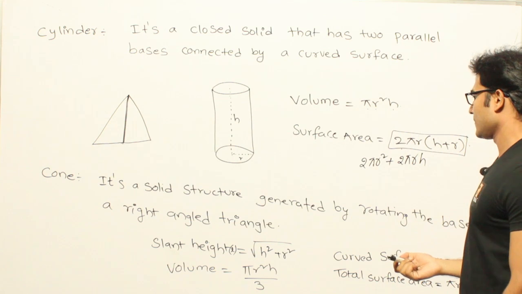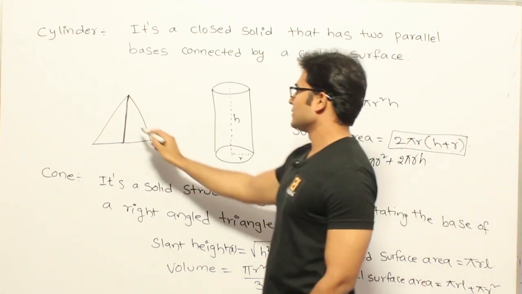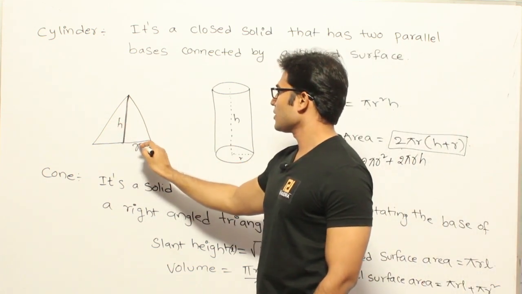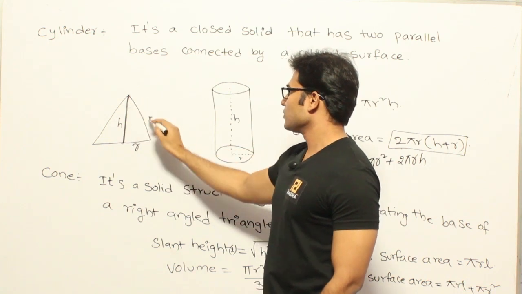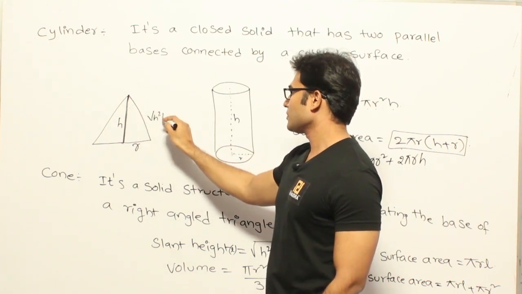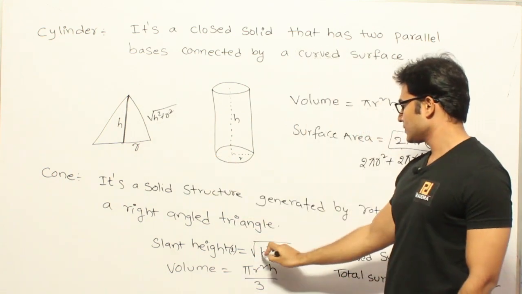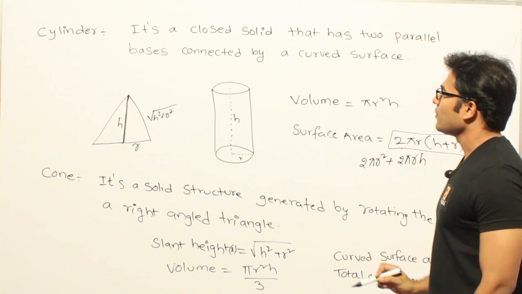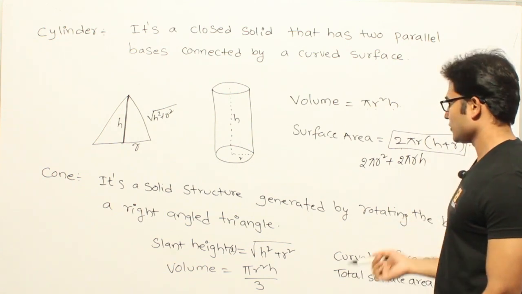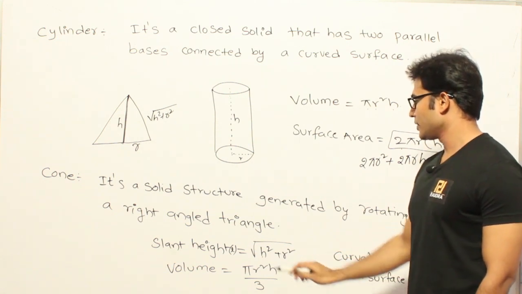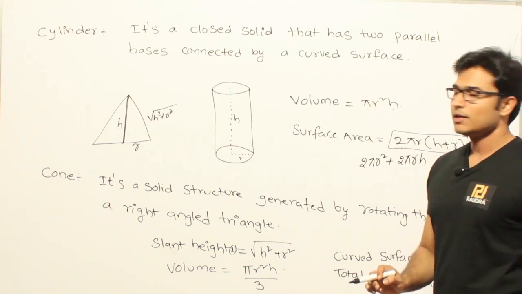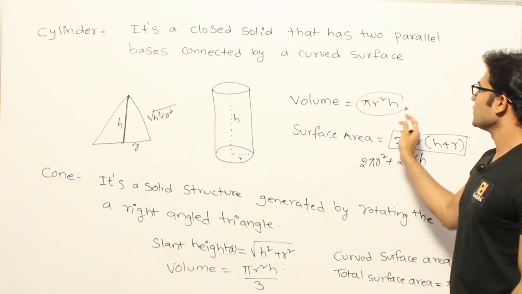Now if you imagine that this one is h and this one is r, then this length is going to be square root of h square plus r square. Got it? So slant height is the square root of h square plus r square. Now in terms of these parameters, we have some formulas here. One is volume equal to pi r square h by 3. So it is exactly 1/3 of the volume of the cylinder.